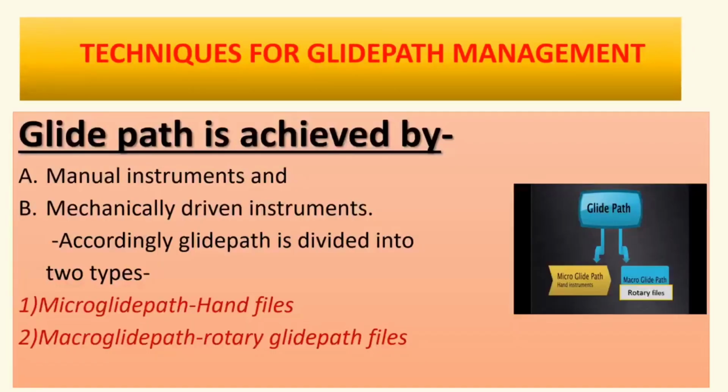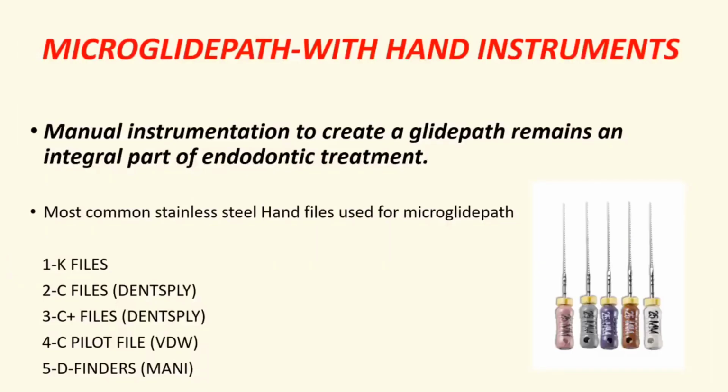Now coming to the techniques of the glide path preparation. Glide path is achieved by manual instruments, that means hand files, and mechanically driven instruments, that is rotary files. Accordingly, glide path is divided into two types: micro glide path, which is done by the hand files, and macro glide path, which is done by the rotary glide path files.